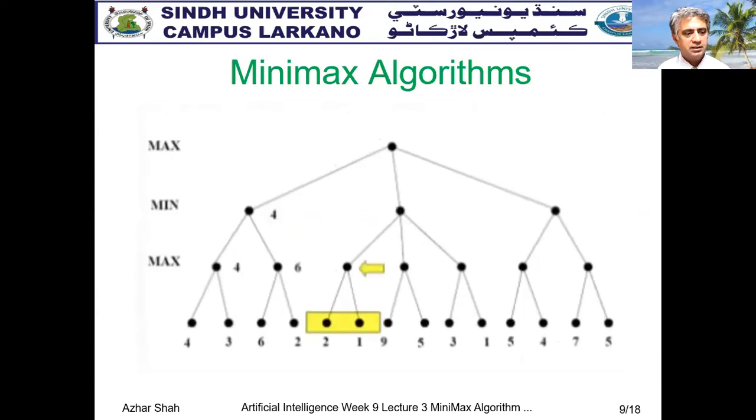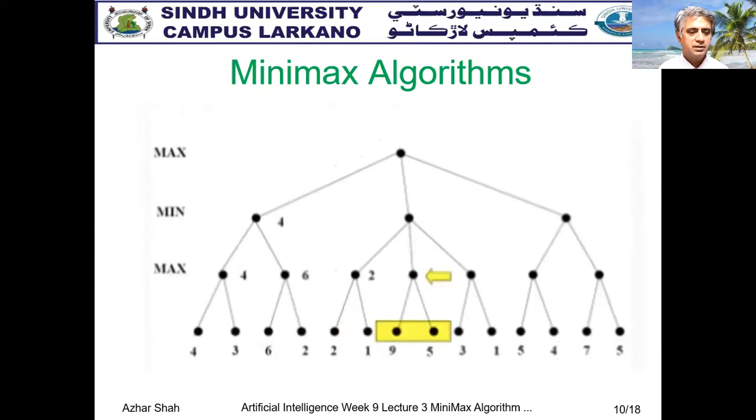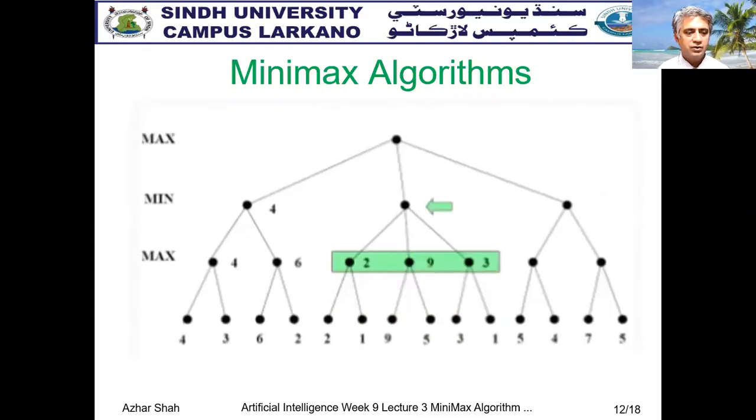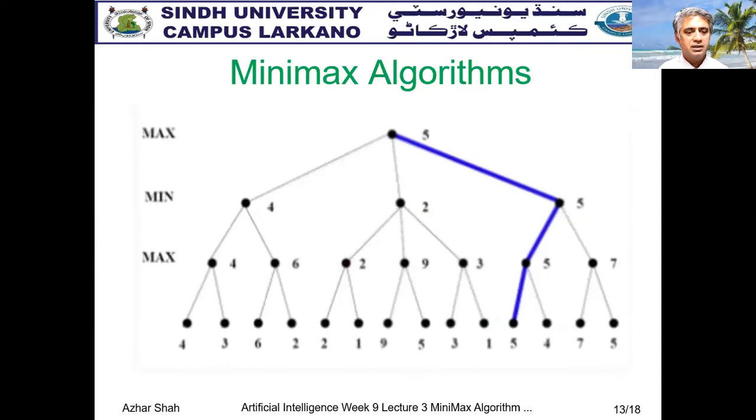So 4 is selected at the minimum level, and then we move to the next bunch of nodes, and these values are 2 and 1, and the maximum value is 2. So 2 is selected. 9 and 5, maximum value is 9. So 9 is selected, and then we have also a third pair having the values of 3 and 1. The maximum value is 3. So now we have 3 nodes, and the minimum of these values 9, 3, and 2 is 2, which is selected, and then this process goes on.